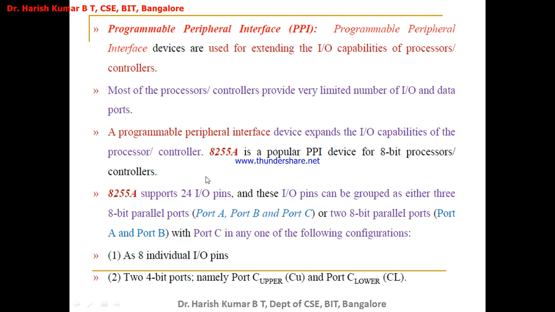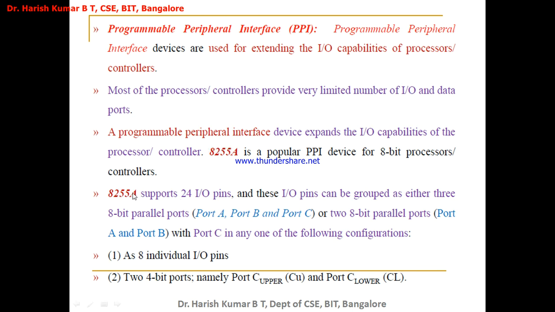And there is one such programmable peripheral interface device, that is 8255. So this is the IC number. Using this you can extend the input output capability of the processor or the controller. And this 8255 is a programmable interface. Why is this called a programmable interface device? Because you can program this. How you can program this, I'll tell you, because it has an associated control word register. Using that control word register you can program 8255 as you need.